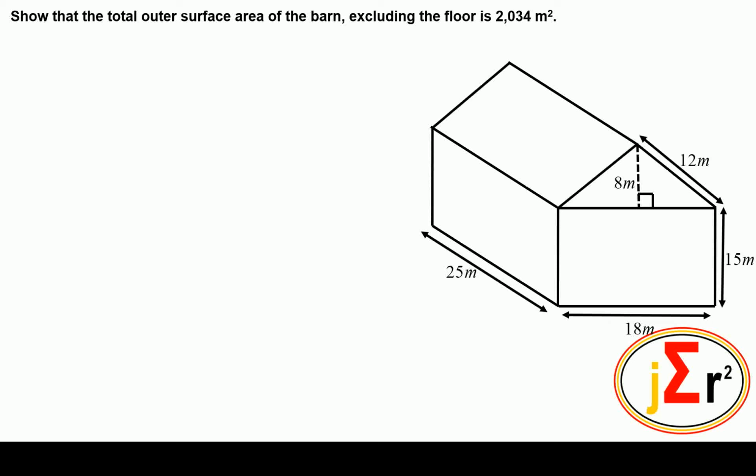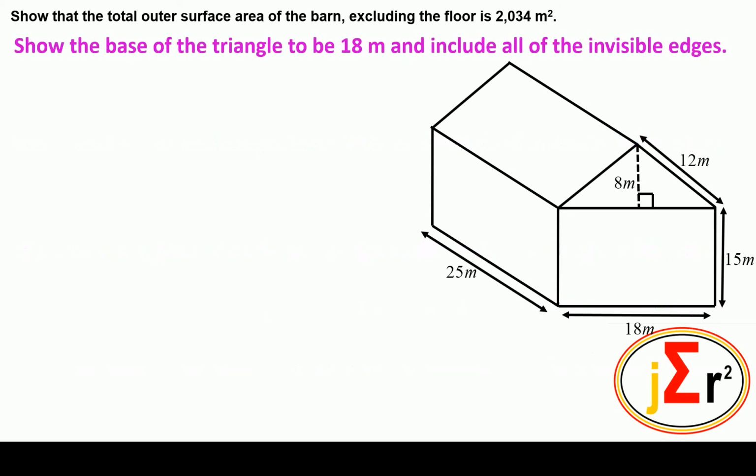Show that the total outer surface area of the barn, excluding the floor, is 2,034 meters squared, or square meters, if you prefer. Show the base of the triangle to be 18 meters and include all of the invisible edges. That will make our work simpler.